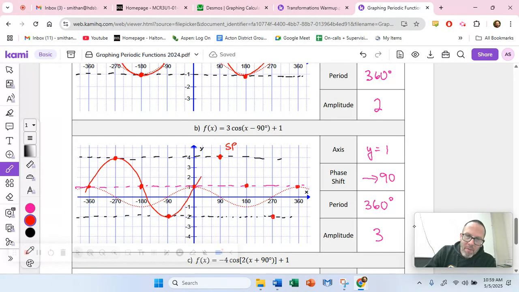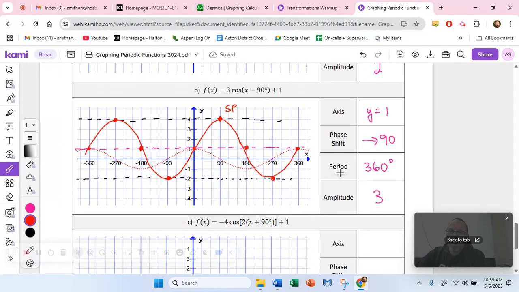This isn't a formal thing, but you can think of it like every quarter period, which in this case was 90 degrees, you're going from a max to the axis, or from the axis to a min. Every quarter period. All right.